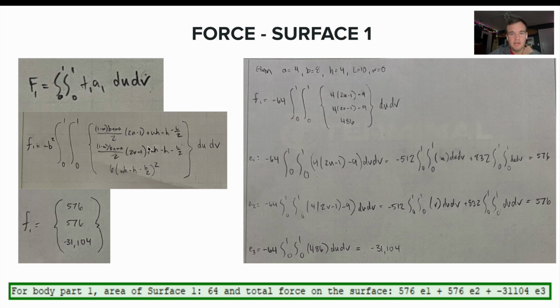So I show that here. And then I solve for the integral over here. I separate it by parts and by each coordinate axis. And you'll see that I got 576, negative 31,104, just like we get with the code.